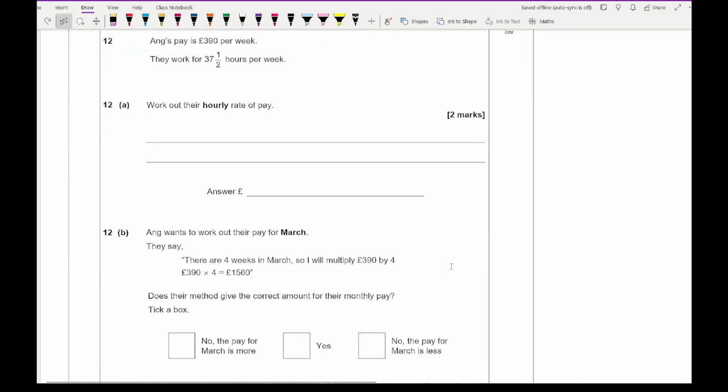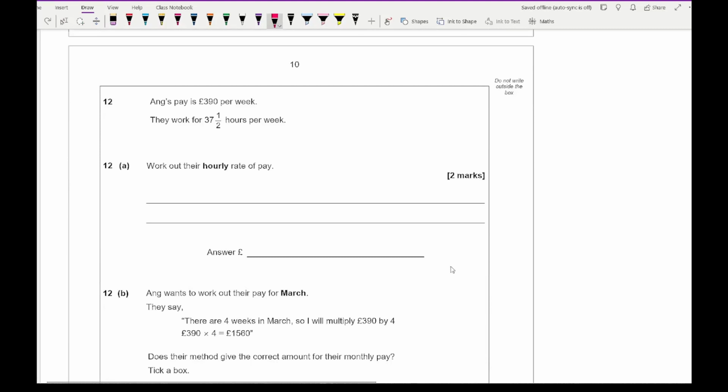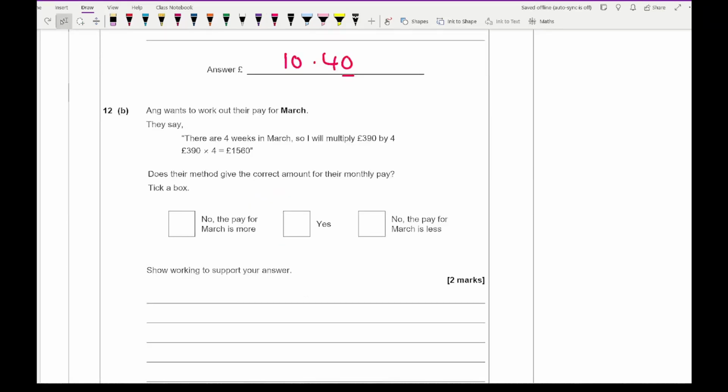Then moving on to question 12, it says that Ange's pay is £390 per week. They work for 37.5 hours and they want to work out their hourly rate. So what we're going to do here is do 390 divided by 37.5, to work out their hourly rate, and I just simply type that into my calculator. So 390 divided by 37.5 and it gives me an answer of £10.40.